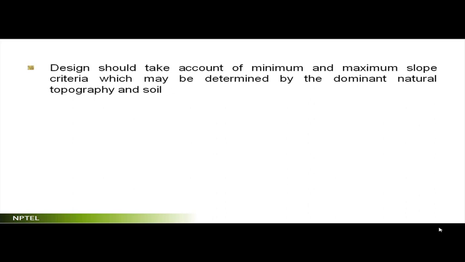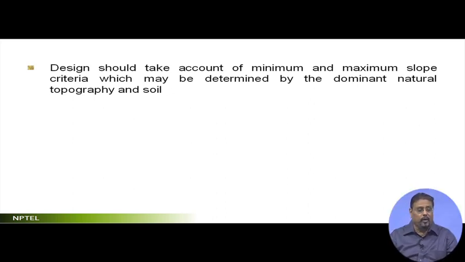Another point: design should take account of minimum and maximum slope criteria, which may be determined by the dominant natural topography and soil. This is what I already explained. Each function has its minimum and maximum slope criteria. Always try to match it with the actual existing topography. This action starts when you are doing the slope analysis and trying to put all those functions together. At that point you decide, okay, at this slope I am going to put this function because it matches the minimum and maximum. If not, then you will make modulations of the land, or modeling of the land, in such a manner that it corresponds to the minimum and maximum slope criterion.